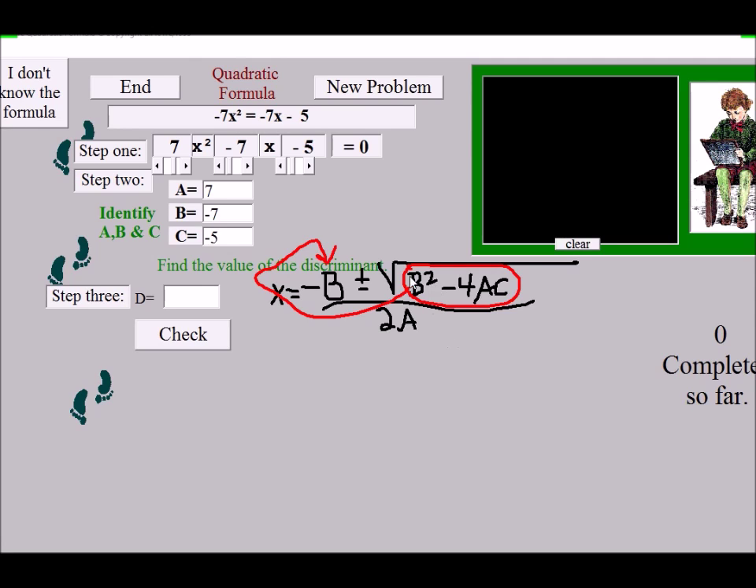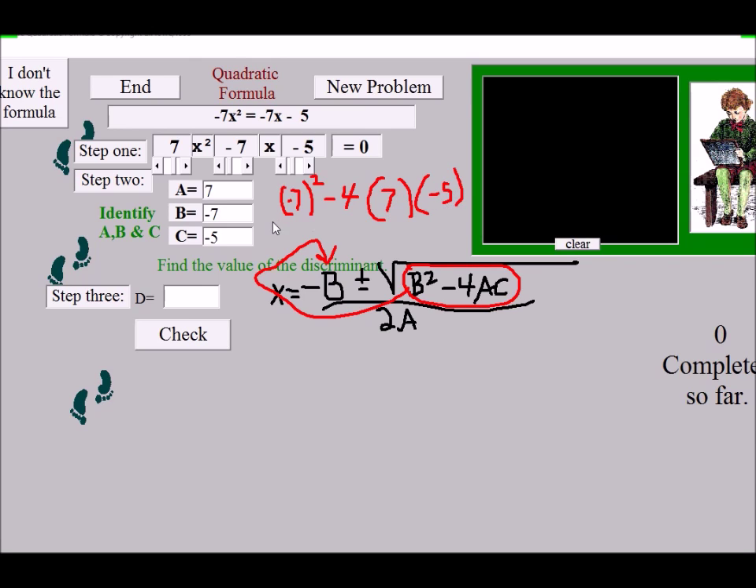So we want to find out what b squared minus 4ac is. I tell kids to write down parentheses b squared minus 4 times a. Put parentheses down. Parentheses are your friends. Put the numbers in here. Negative b squared is negative 7 squared minus 4a, 7c, negative 5.